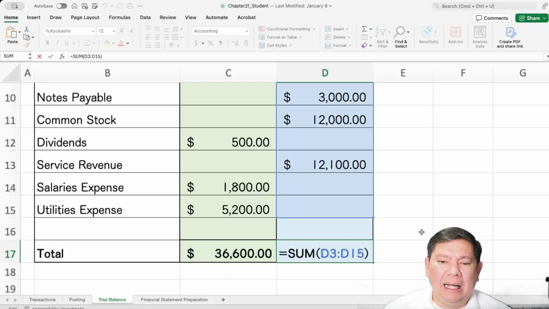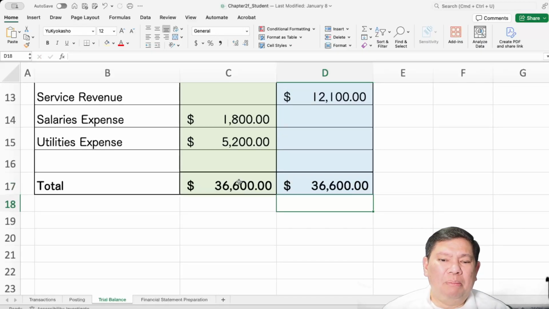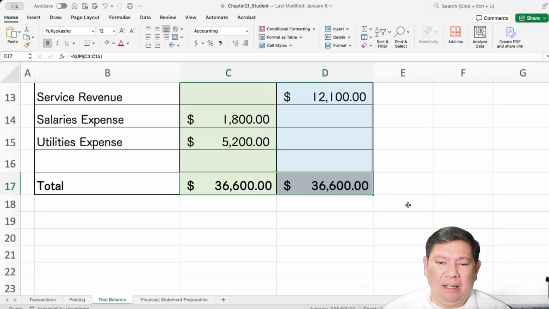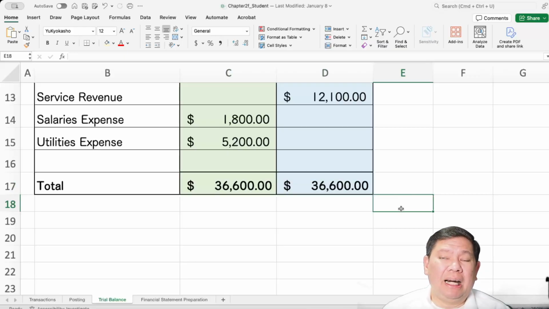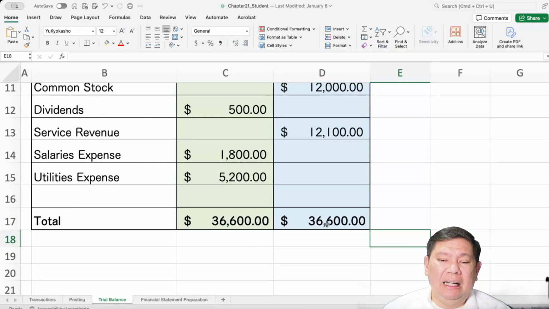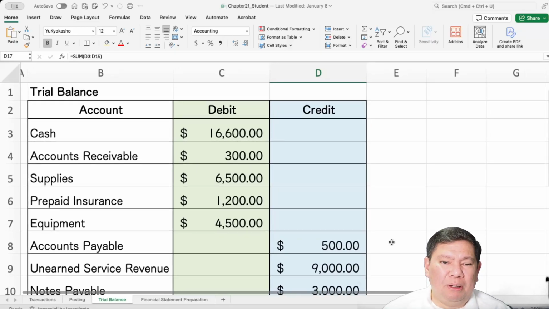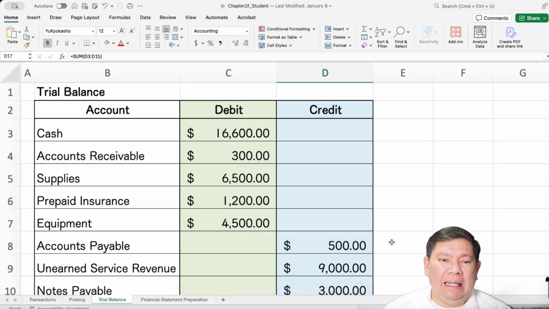And when we calculate the right-hand side or credit side, we get the same amount. So I think we did it correctly. On the debit side, we have 36,600, and on the credit side, we have 36,600. Now, we can prepare financial statements from this trial balance, but in chapter 3, we're going to learn about some adjustments that need to be done before we prepare the financial statements.